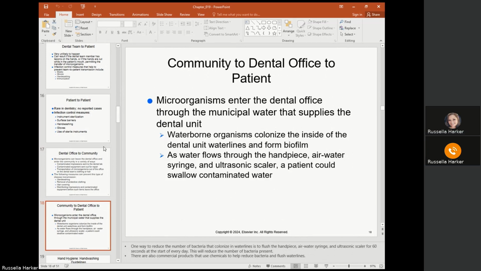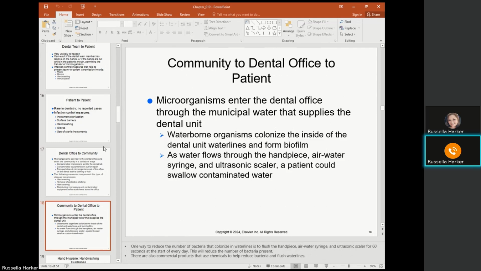So as that water flows through the handpiece, the air water syringe and the ultrasonic scaler, the patient can swallow contaminated water. So that's why it's really important that you clean and flush your water lines daily and weekly. So if you are in an office and they're not flushing the water lines, please, please try to implement that system into their daily and weekly cleanings and maintenance systems.